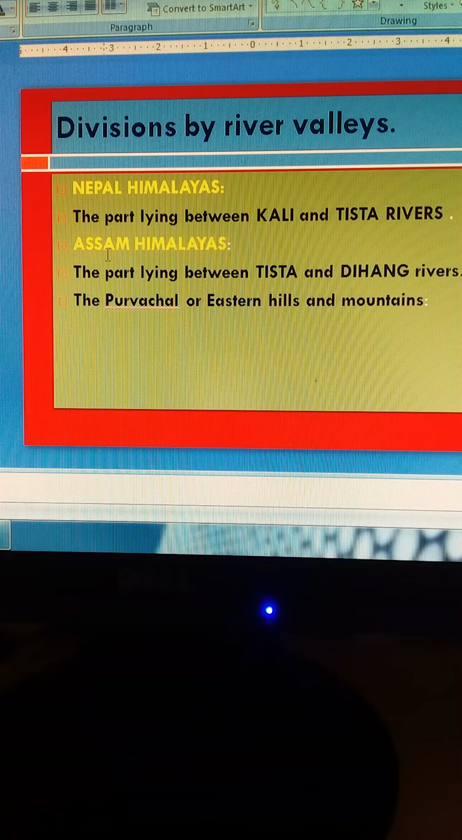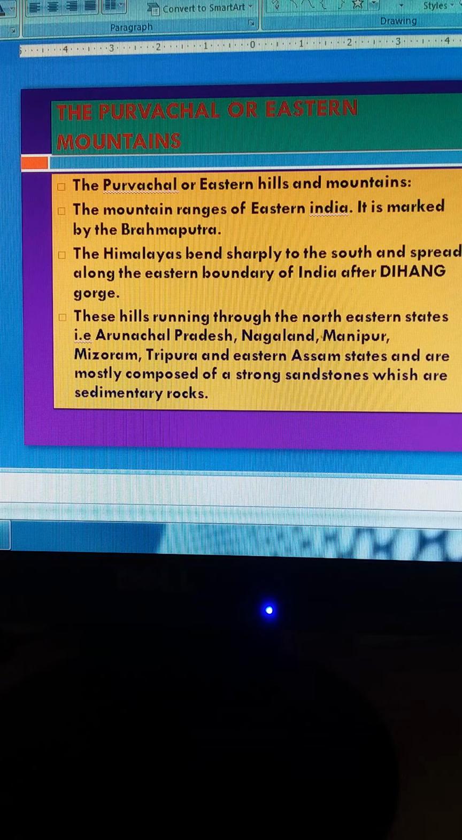Kumaon Himalaya is the part of the Himalayas lying between the Satluj and Kali rivers. Next is Nepal Himalayas, the part lying between Kali and Tista rivers, and the part lying between Tista and Dihang rivers, the Purvachal and the eastern Himalayas and mountains. It is also called the Assam Himalayas. So these are the names and it has been divided accordingly.